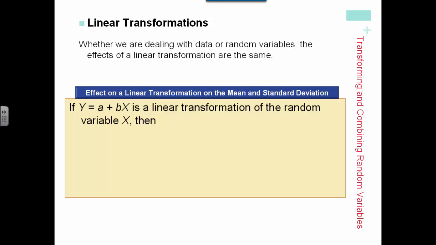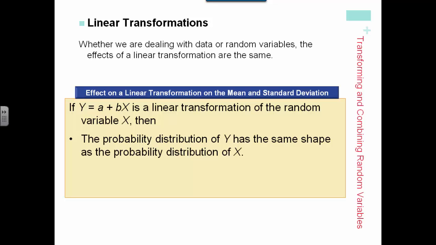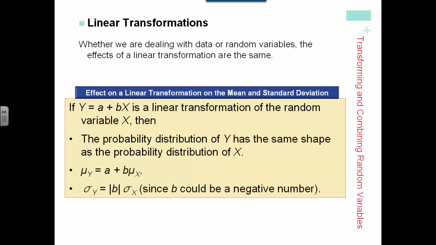So if we look at Y equals a plus bX, a linear transformation, the probability distribution of Y has the same shape as the probability distribution of X. The mean of Y is a plus b times the mean of X. The standard deviation of Y is the absolute value of b times the standard deviation of X, since b could be a negative number.